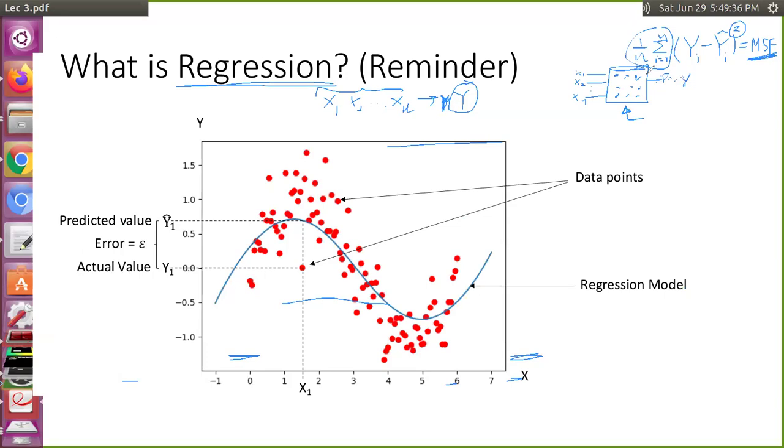So we can explain it in a different way as well. In here you can see, this is the predicted value y1 hat for a certain x value. We take a certain x value.